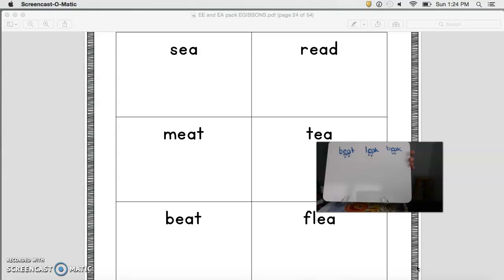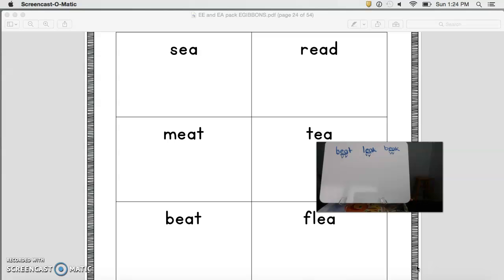Boys and girls, what's our last and final step? It is to tap out and read the word. Excellent. So let's tap it out. B, E, K, beak. Very good, boys and girls.